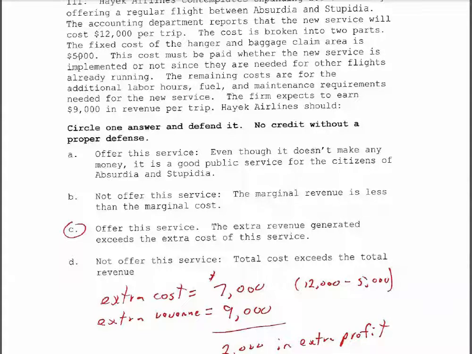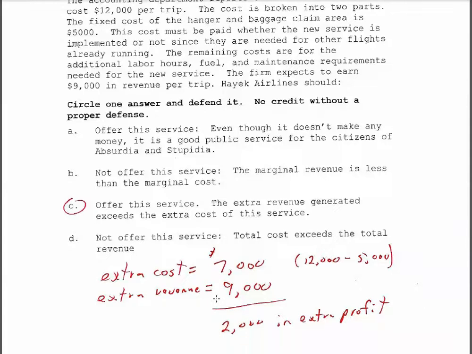So really, the proper business decision is made on what is the extra revenue that you get, and consider that against the extra cost. So the extra revenue was $9,000, and the extra cost is only $7,000 because the whole thing was $12,000 minus the fixed cost. So they are ahead of the game by $2,000 if they offer this service. So the answer is yes, they should offer the service because the extra revenue generated exceeds the extra cost of the service. Alright, so that question was worth 20 points. That was a tough one if you got it wrong.